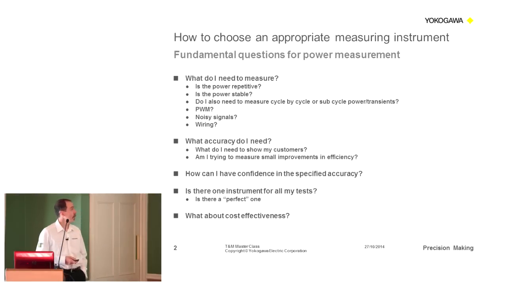First of all, I'm going to pose some questions at you and hopefully I'll answer them as I go along. First of all, ask yourself the question, actually, I'm talking about power, but what does that actually mean? Is the power itself I'm measuring repetitive? Is it stable? Do I also need to measure sub-cycle power or cycle-by-cycle power as it varies? What's the actual wave shape of the signals that's driving this power? Is it a pulse width modulated signal, for instance? That, of course, does not look like a sine wave. It looks like a very complex square wave.